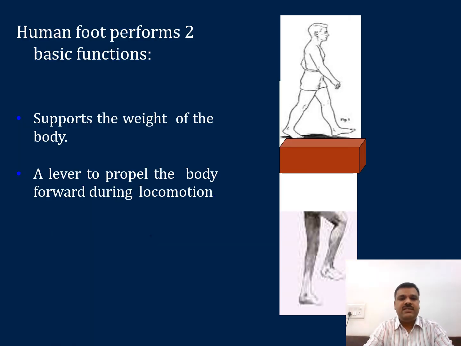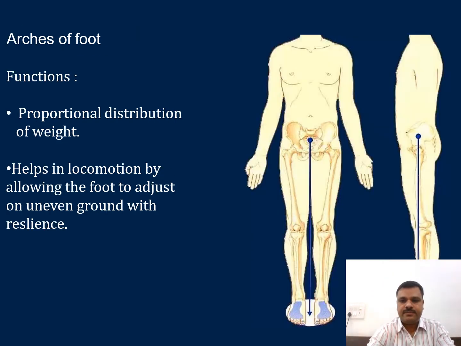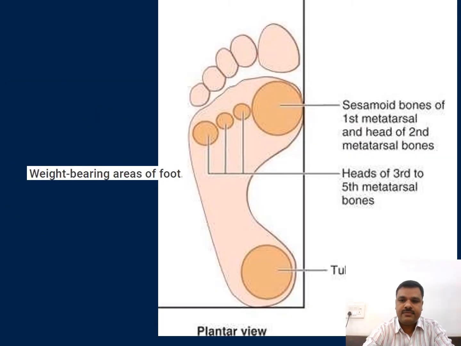Now there are two basic functions performed by the human foot, and the first and foremost is support to the body weight. It supports the body weight, and then it acts as a lever to propel the body in forward locomotion. Arches of the foot help in distribution of the weight of the body in a proportionate way, and help in locomotion by allowing the foot to adjust on uneven ground with its resilience.